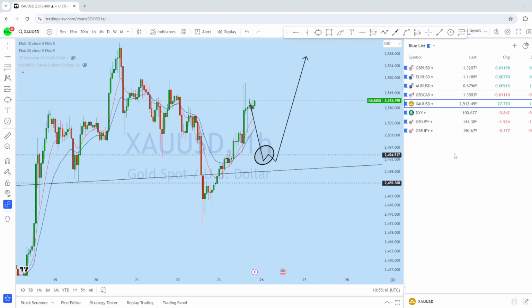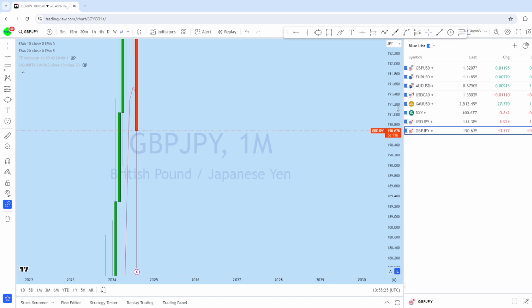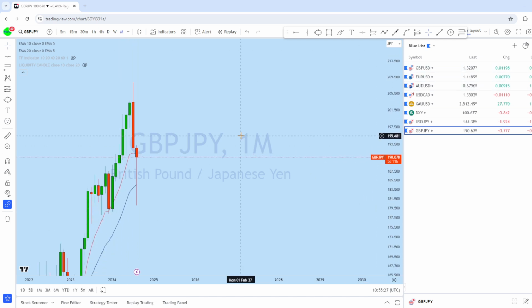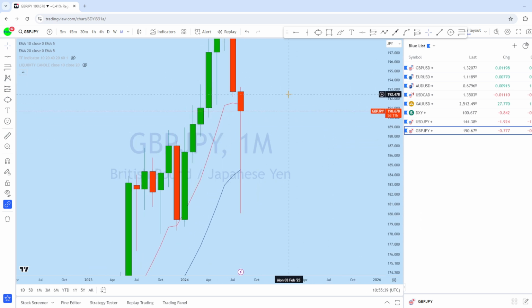So now let's look at yen pairs, how they might do. Looking at GBP JPY, starting with the monthly chart, what we can see from the monthly on GBP JPY, after the previous monthly bearish candle this month, we have seen there was a significant pullback. So it's almost at the end of the month. What I think is that the market might try to pull back again.